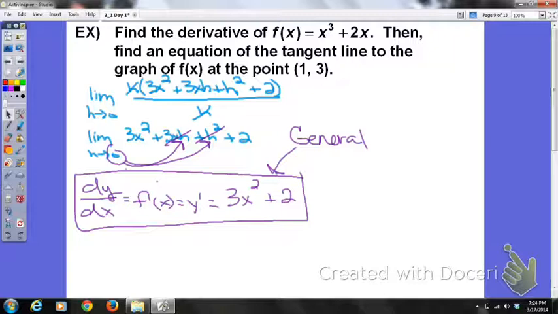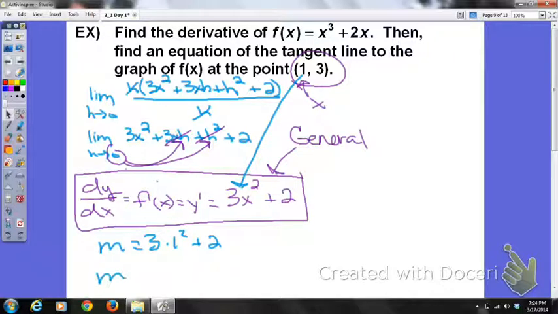Okay, so I want to know the equation of the tangent line of our function at the ordered pair 1, 3. So that means I want to know the slope when x is 1. So let's take 1 and plug it in for x into our general form. When we do that, my m is equal to 3 times 1 squared plus 2. So my m is going to be equal to 3 plus 2, which is equal to 5.